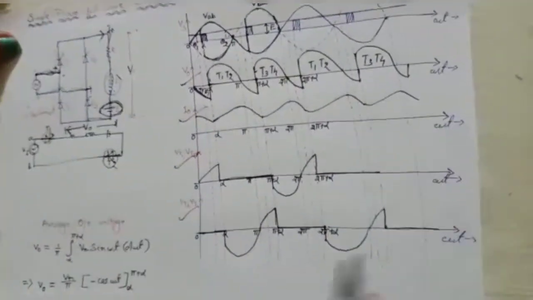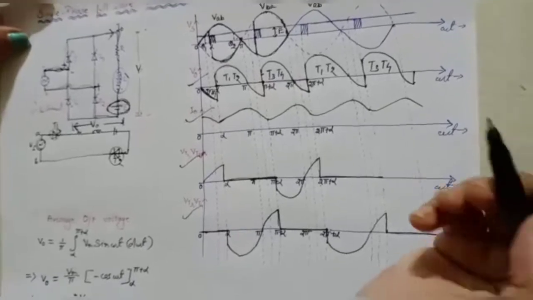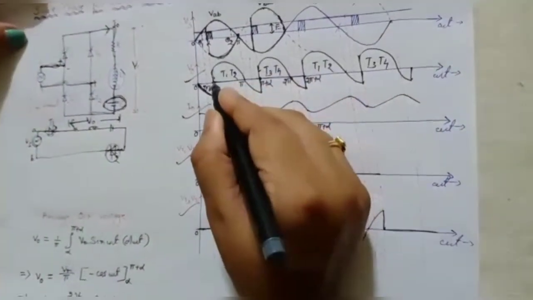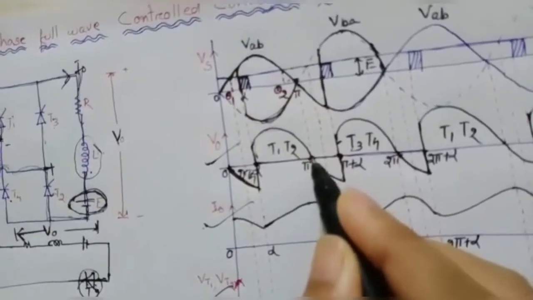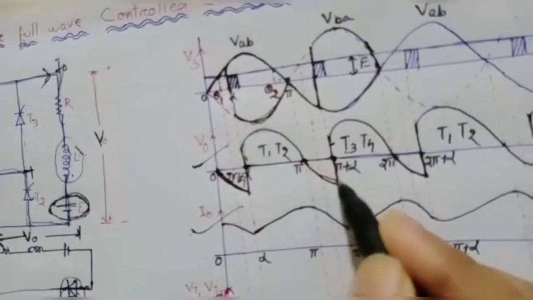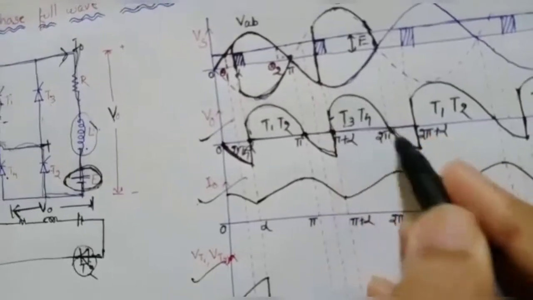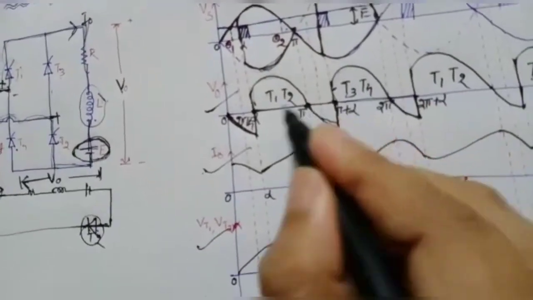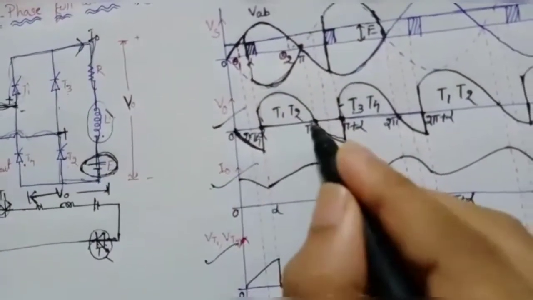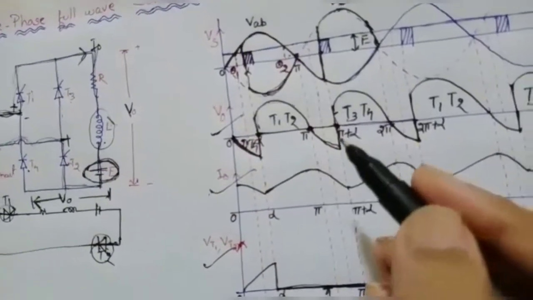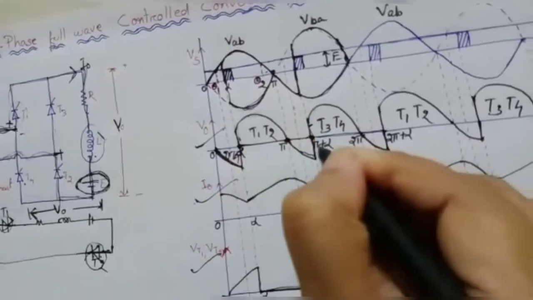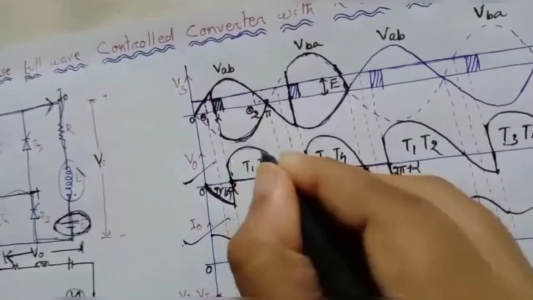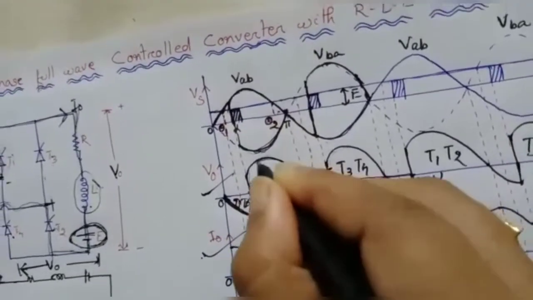Then coming to the average output voltage of this circuit. Here one cycle of output voltage means we are getting from 0 to pi, because from pi again another same cycle or same waveform is repeating. So the cycle for this V0 is 0 to pi, and we are getting the output, or the limit must be alpha to pi plus alpha. This much of voltage we are getting at the output.